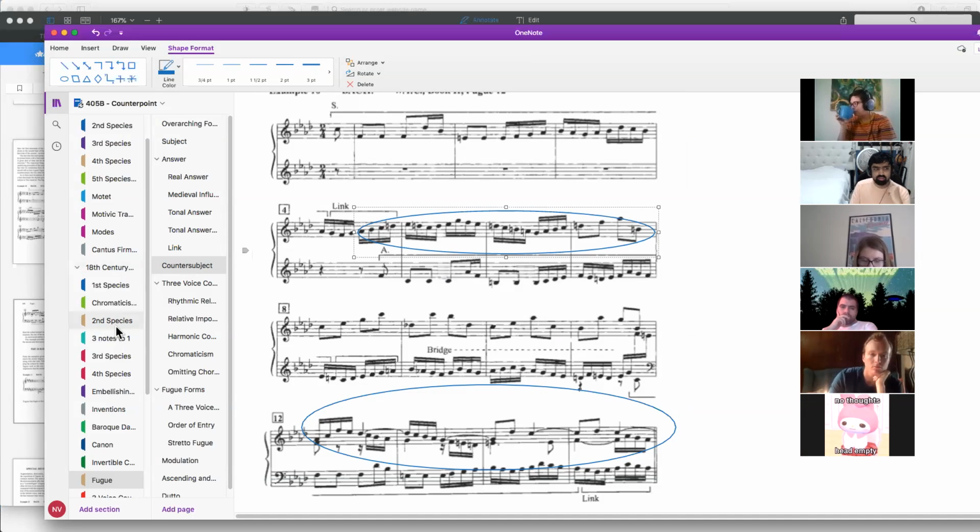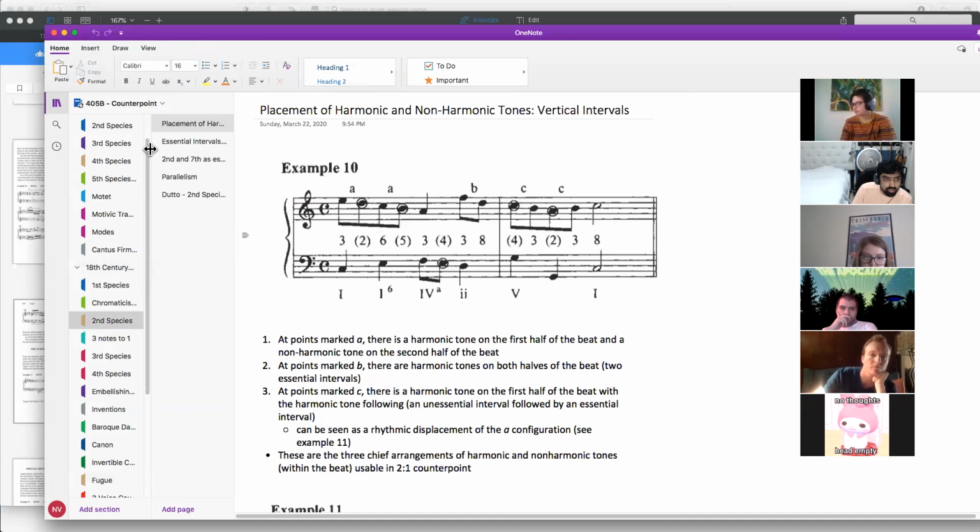I remember we talked a good deal about strategies for 2 against 1, and basically how in the 18th century, this idea of having dissonances on a downbeat isn't so bad. The most important consideration is alternating the consonant intervals and the dissonant intervals, right? So that's one way you can approach it.